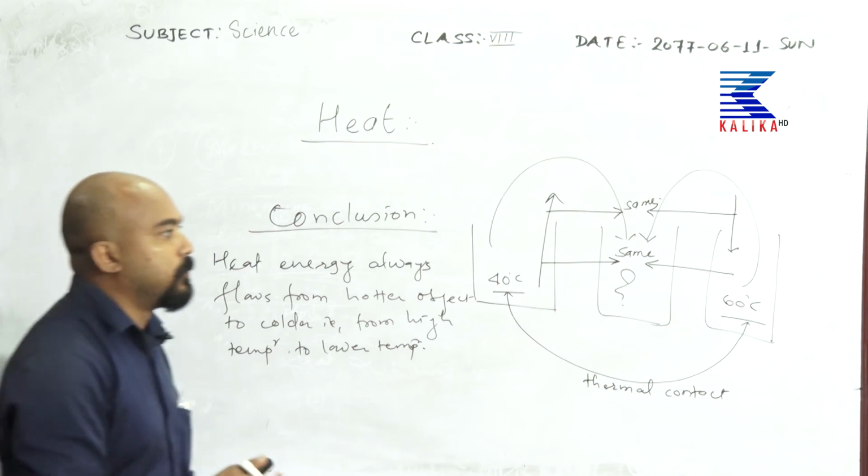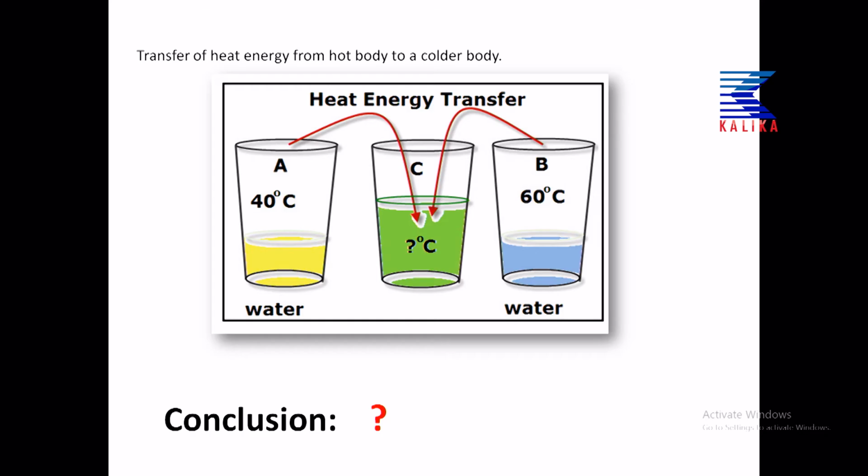In the slide, we can see the heat energy transfer: 40 degrees Celsius in glass A, 60 degrees Celsius in glass B. What will the mixture temperature be? The temperature will rise from 40 degrees Celsius and decrease from 60 degrees Celsius till the temperature of both becomes the same, and the conclusion will be that heat energy always flows from higher temperature to lower temperature.